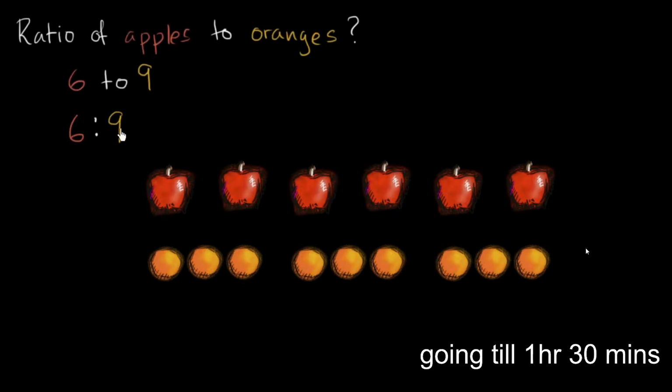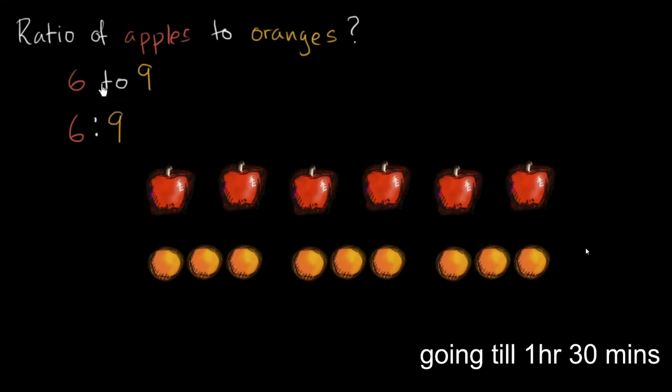But we don't have to just satisfy ourselves with this, because one way to think about ratios, especially if we're thinking about apples to oranges, is how many apples we have for a certain number of oranges. And when you think about it that way, we can actually reduce these numbers, as you might have already thought about. Both 6 and 9 are divisible by 3. So just like we can reduce fractions, we can also reduce ratios.